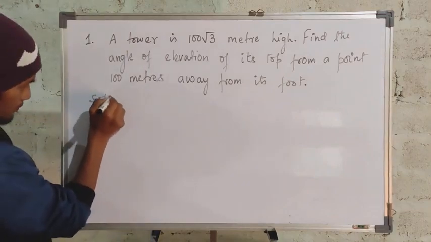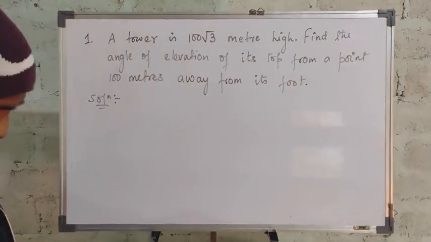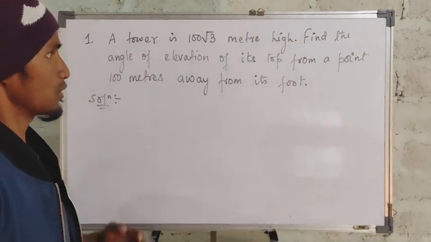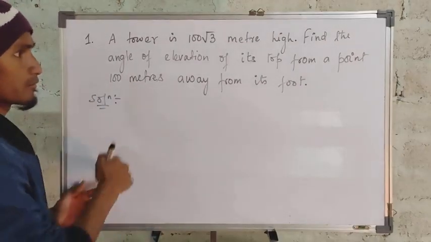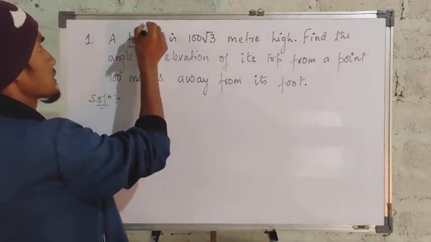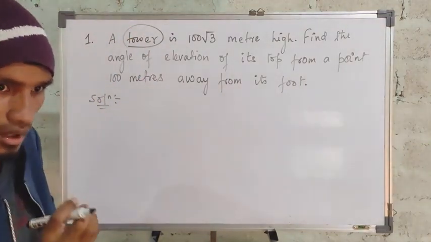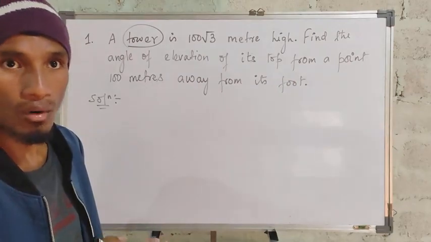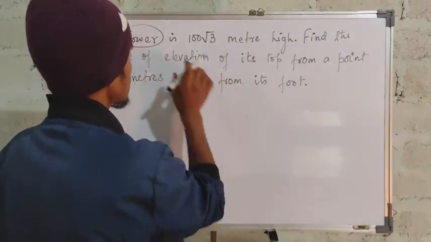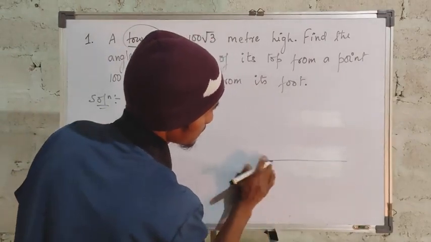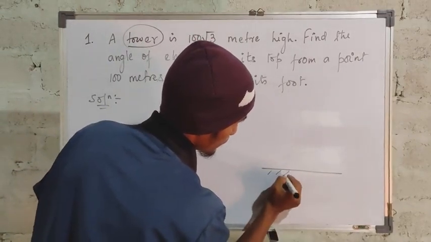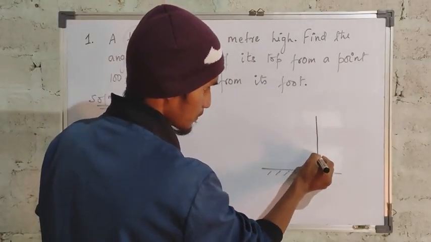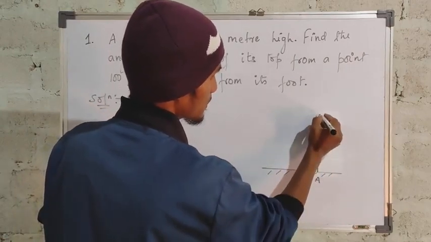Okay, solution. Let's first analyze this question and understand what is given and what we need to find. Let me draw a figure for this question. Okay, a tower. Once you see a tower, remember the tower will never stand anywhere, it will stand on the ground or on the top of a building. Let's consider this tower is on the ground. This is the ground, and the tower stands on the ground. Consider this is the tower, AB.